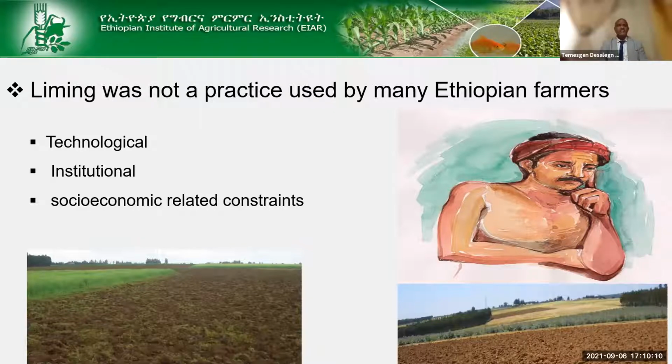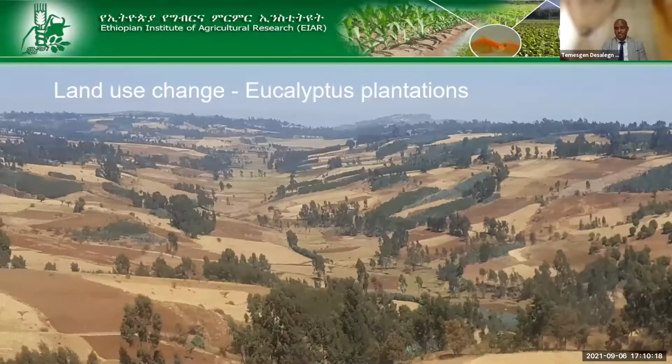As a result, as you can see from this slide, many highland areas in Ethiopia are being converted to eucalyptus plantations. These are soils dominated by acidity. They receive a high amount of rainfall, but due to lack of technology, they convert their land to eucalyptus plantations, where rains are being wasted.